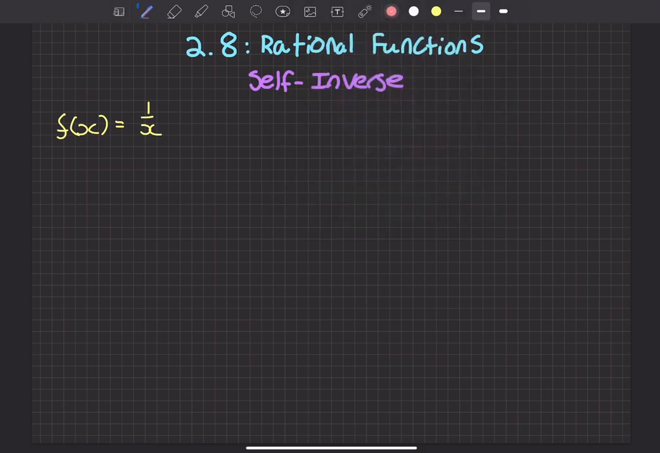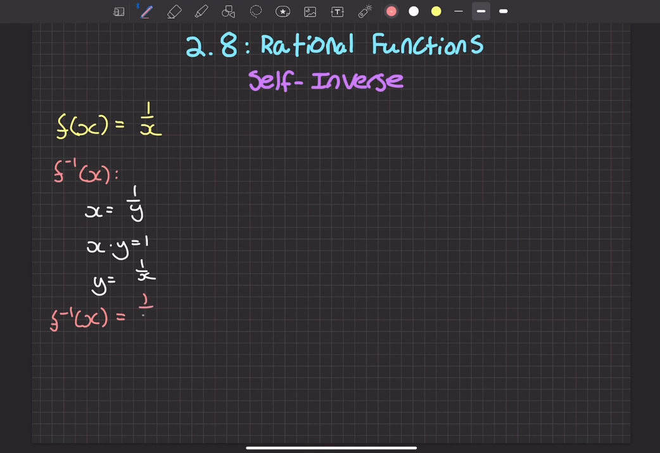And now that we have this function, we want to find the inverse. So the inverse of f of x. And you know that to find the inverse, you just switch the places of the x and the y and solve for y, right? So if your original is y equals 1 over x, your inverse is x equals 1 over y. And then you just solve for y, so you have x times y equals 1, y equals 1 over x. So here you just multiply both sides by y, and then you just divide both sides by x.